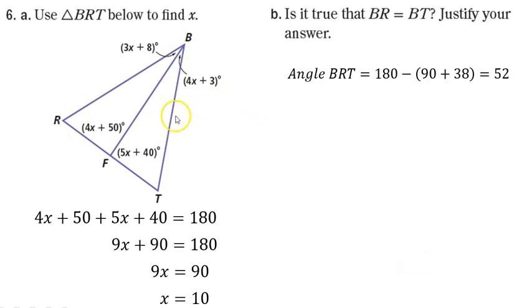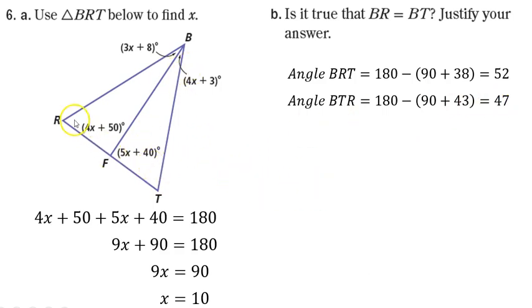Let's find BTR or BTF using the exact same method. We know that this angle here is 4x plus 3, so that means this has to be 43 degrees. This angle here is also 90 because x is 10: 5 times 10 is 50, plus 40 is 90. Therefore, this remaining angle, BTR, has to be 47 degrees because they all have to add up to 180.